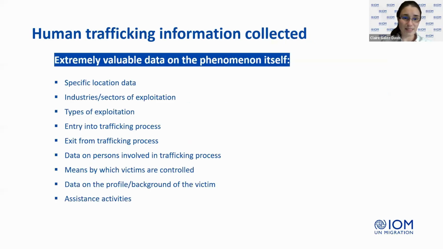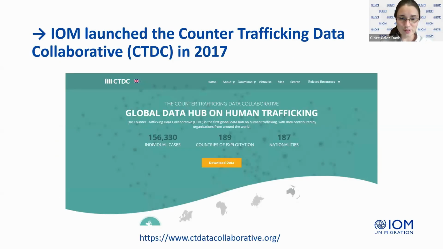And this is how IOM created CTDC, because there is extremely valuable data on the phenomenon of trafficking in the Mimosa database. This includes the type of exploitation, whether it's sexual exploitation or forced labor, and if the person was trafficked for the purpose of forced labor, there's a sector of exploitation. For example, is it construction, is it domestic work, and so on. There's information about how the person entered the trafficking process, how they were recruited, how they were controlled, how they were kept in the trafficking process. There's also some information on the perpetrators of trafficking as reported by the victims, etc. And so IOM, in partnership with the CTDC partners, launched the Counter-Trafficking Data Collaborative, CTDC, in 2017, in an effort to make all of this data safely and widely available.